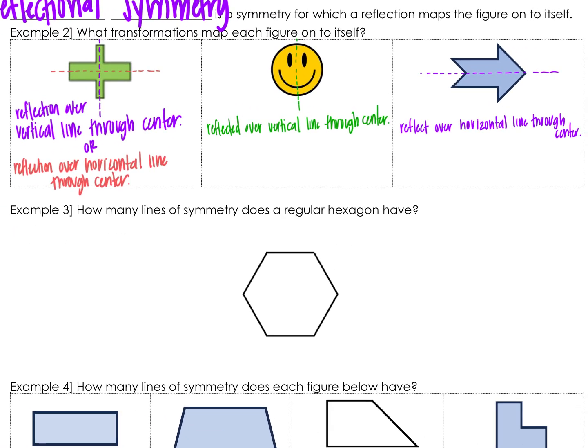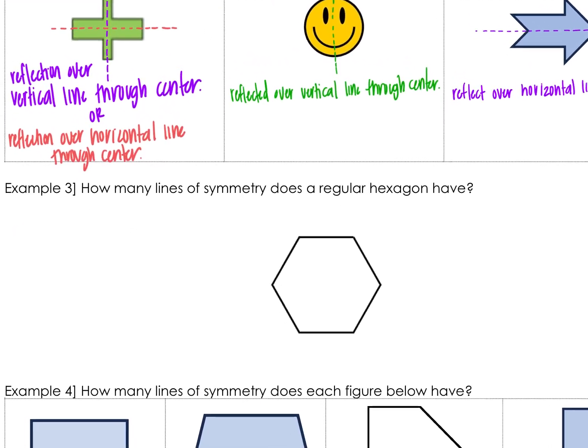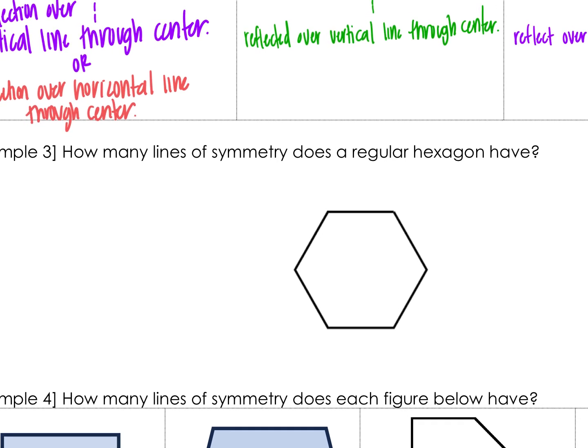Moving on down to example 3, when we're talking about line symmetry or reflectional symmetry, this problem is asking us to find how many lines of symmetry this regular hexagon has. When it says regular hexagon, that just means that all the sides and angles are congruent to each other. So I want y'all to just take a moment and see if you can find some of the lines of reflection, or all of them, for this hexagon here.